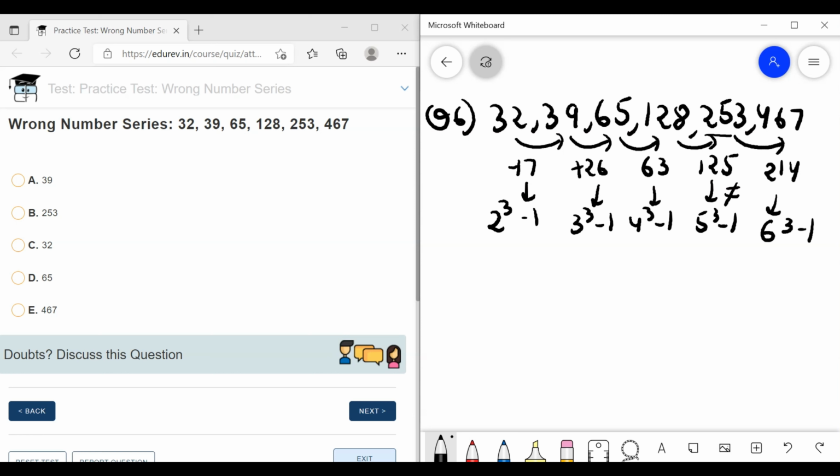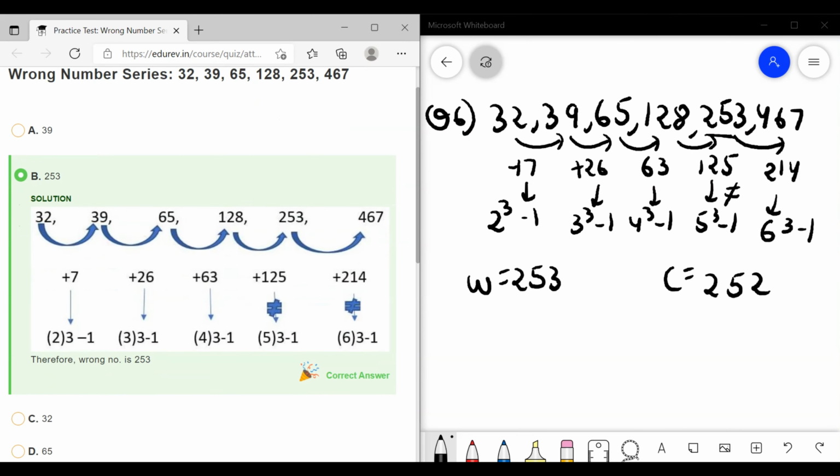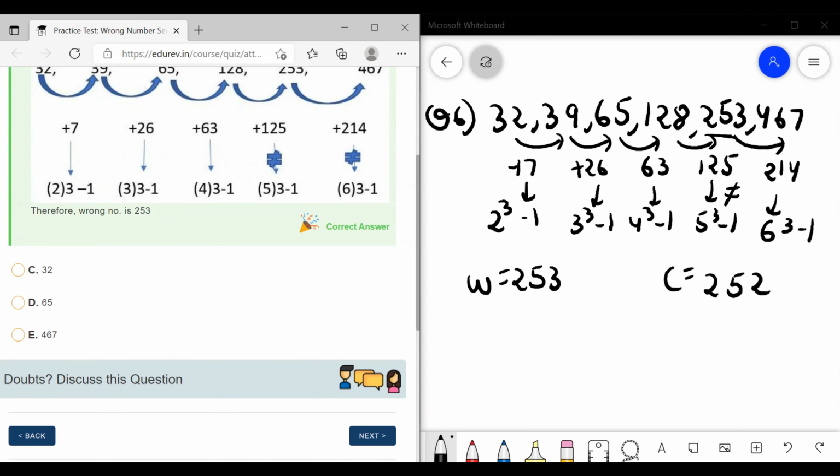So the problem starts at 253. Hence, the wrong number would be 253, the number which does not fit the pattern. And instead of that, the correct number would have been, when the difference would have been 124 instead of 125. So therefore the correct number would have been 252. Let's check it out. Option B should be the correct answer here, and yes, it is. Option B is the correct answer here.